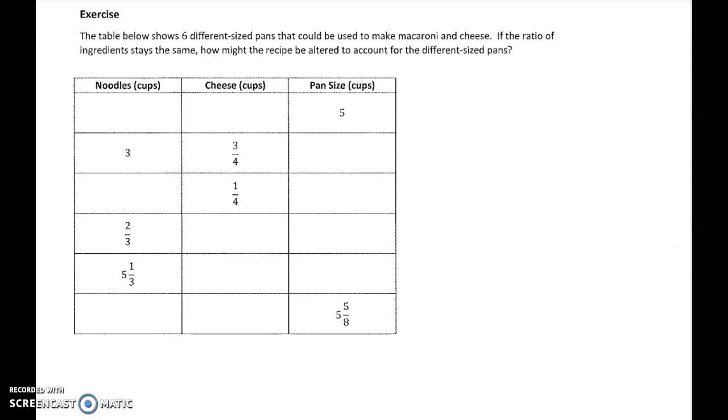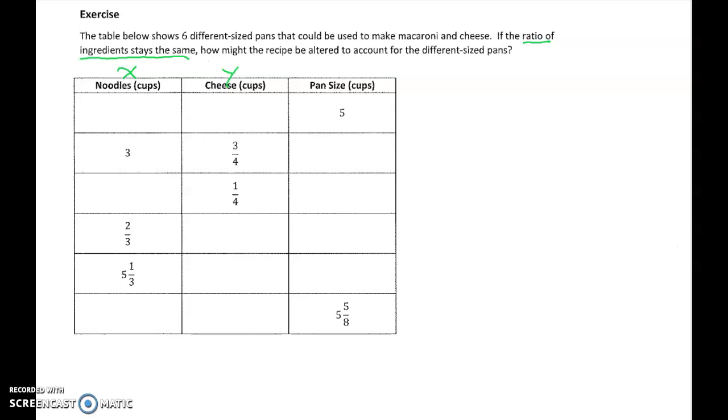So this example here says the table below shows 6 different size pans that can be used to make macaroni and cheese. If the ratio of the ingredients stays the same ratio, same K, how might the recipe be altered to account for the different size pans? So I'm going to say that this is our X and our Y, as I always do, and I want to find the K. And I do that by dividing our Y value by our X.